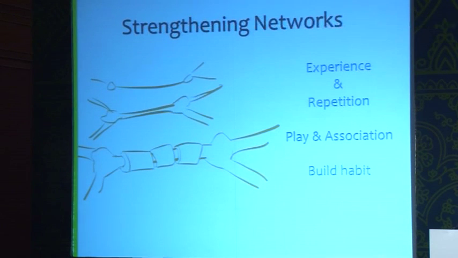Now remember, we started off with those existing neural networks that are a limit to thinking out of the box. If your neural network includes, I can think out of the box, then that's a strong and healthy one to have. Okay.